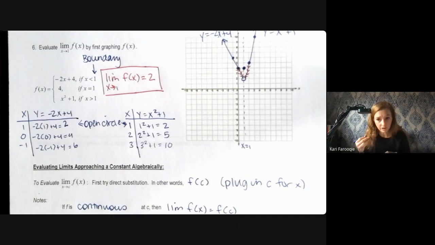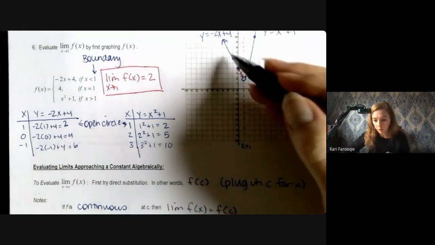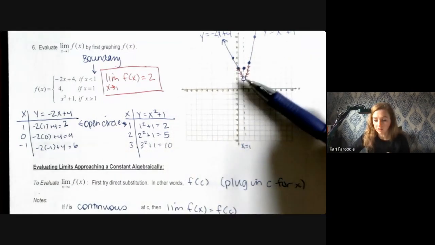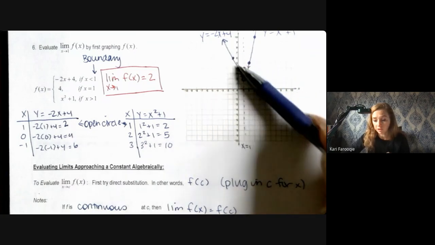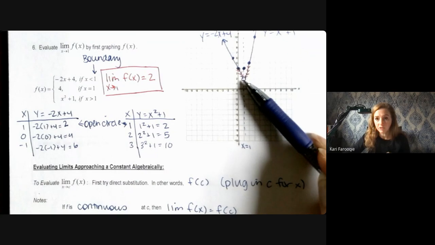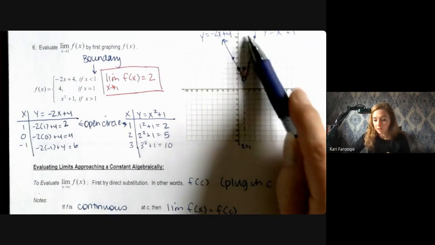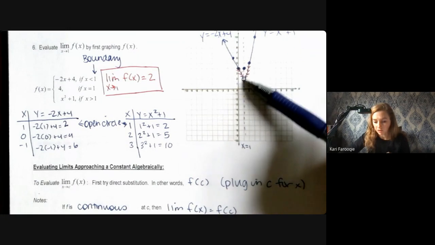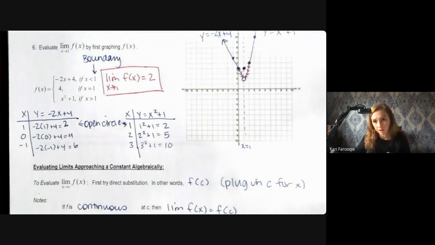A function is continuous if you can graph it without ever having to lift your pencil. This function is not continuous at x equals 1. It's continuous everywhere else. Here you just have a linear equation. To the right, you have a quadratic. The problem occurs at the boundary. At the boundary, all of a sudden you have this hole in the graph and you can't graph it anymore without having to actually lift up your pencil.